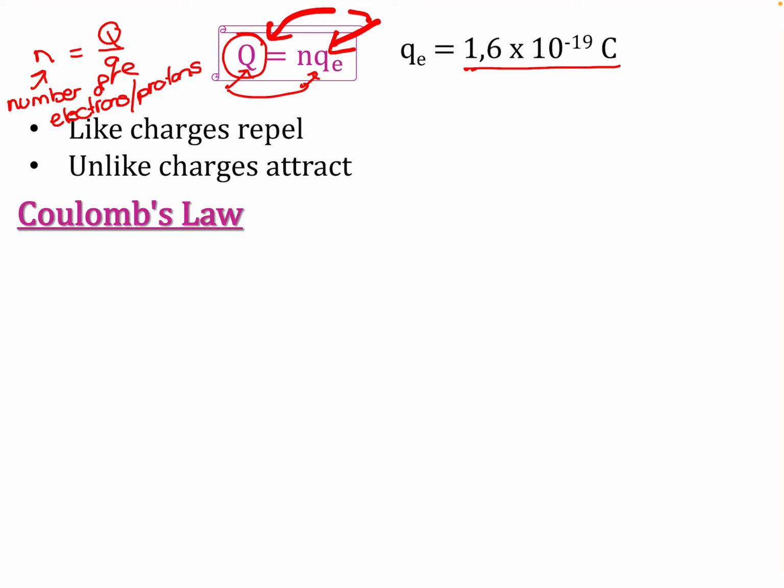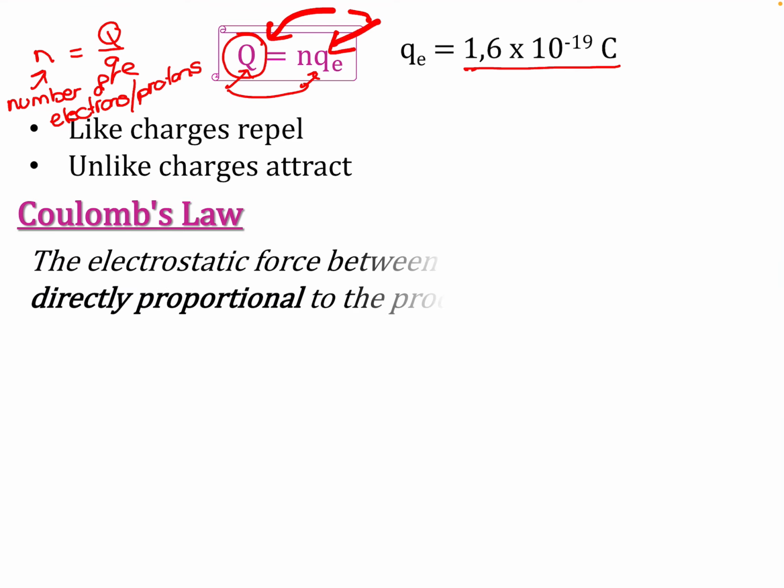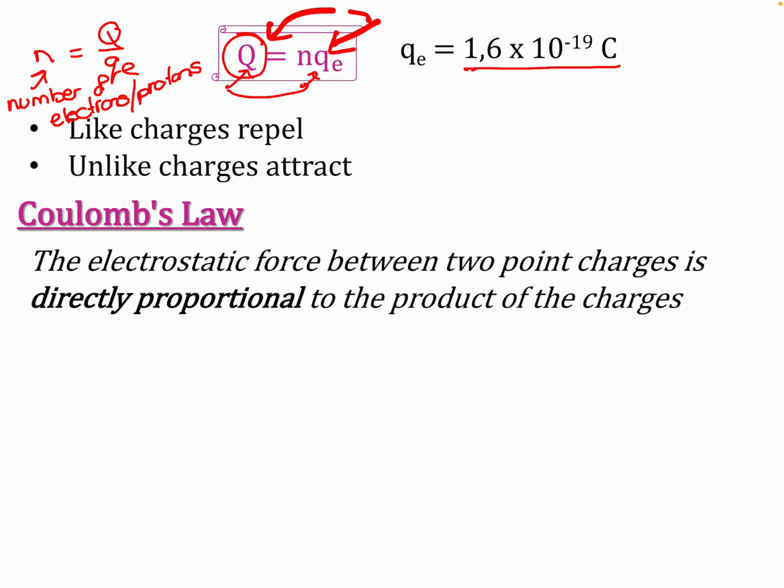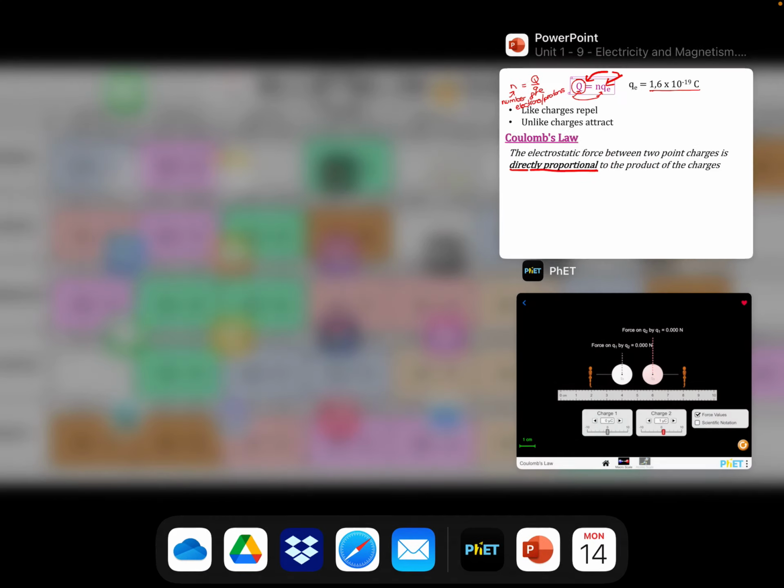You know this. So, having done some revision and a little bit of stuff you should know, now we need to talk about Coulomb's law. This is where we start the new work, okay? So, first of all, we're going to look at the electrostatic force between 2 point charges, and we're going to look at how it is directly proportional to the product of the charges. Watch what we're going to do.